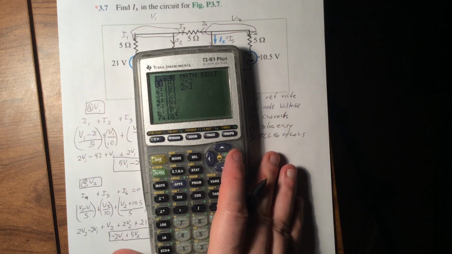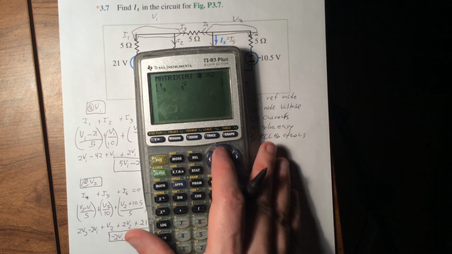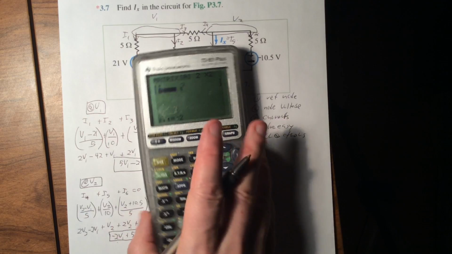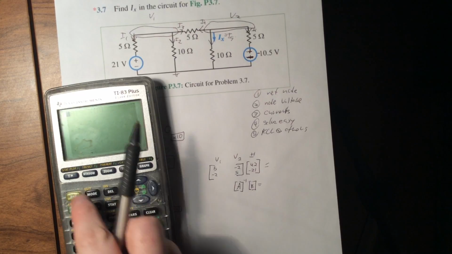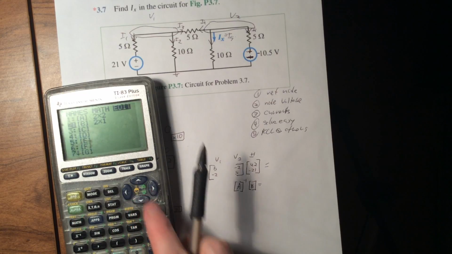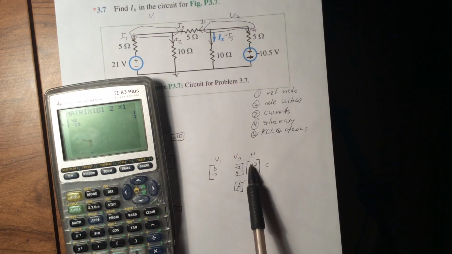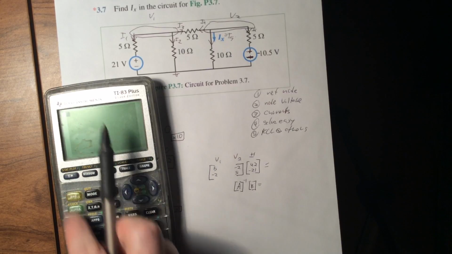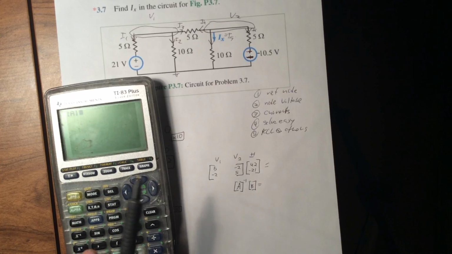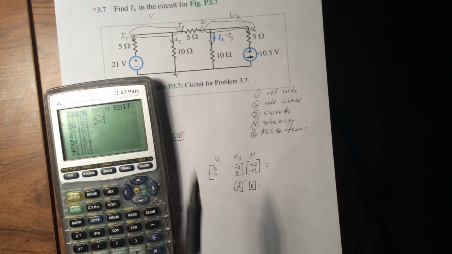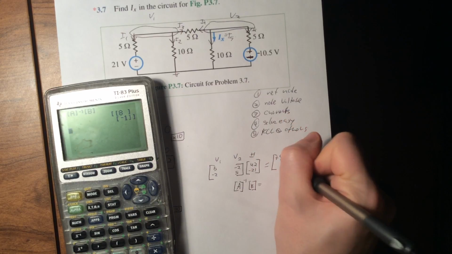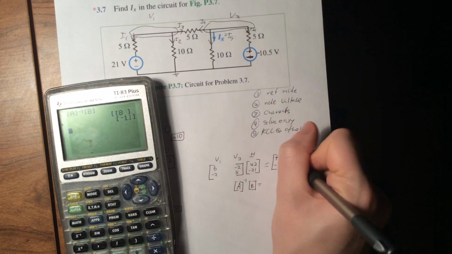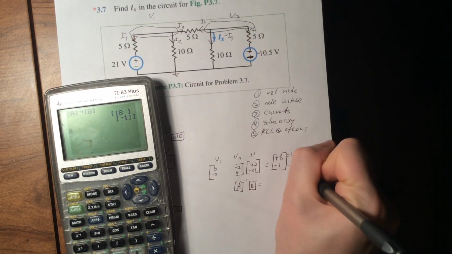Matrix. Can we see that? Yeah, we can see that. Go to edit the matrix. 2 by 2: 5, minus 2, minus 2, 5. Quit. Let's add the second one in. That's our matrix B: 2 by 1, 42, minus 21. Cool. Then we're going to do matrix A inverse times matrix B equals, positive 8, minus 1. And that equals V1, and that equals V2.